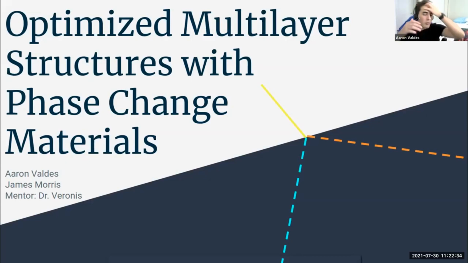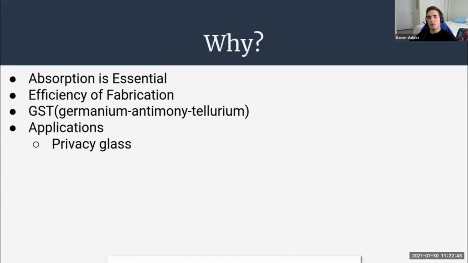Okay, so today I'm going to be talking to you about optimized multi-layer structures with phase change materials. My name is Aaron, and my mentor is Dr. Verones. So, have you guys ever wondered how privacy glass works?